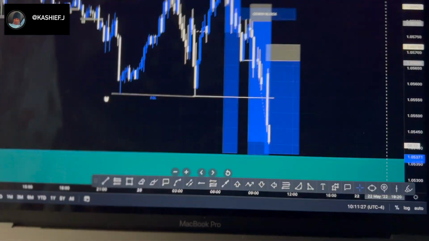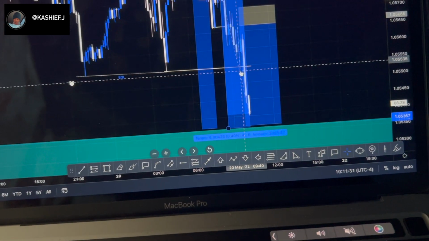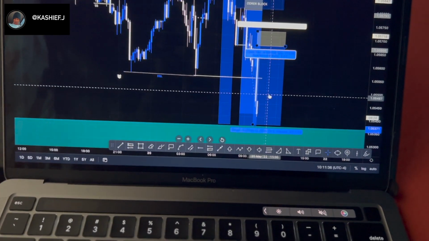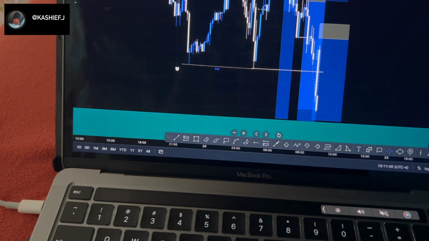All right guys, so we are almost there. As I said before, the market will always clear these liquidity zones. So all I'm going to do now is put my stop right above this high right here. I'm currently way in profit.